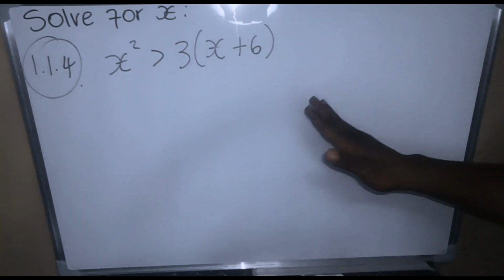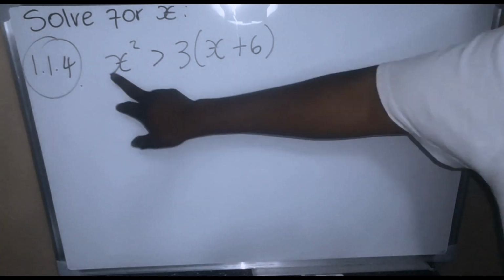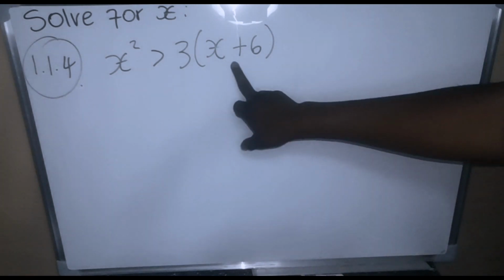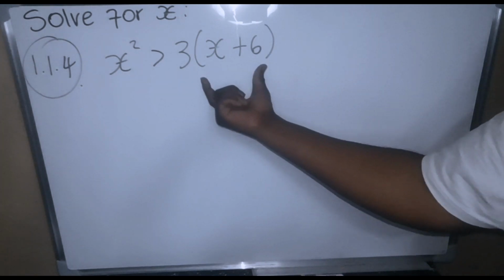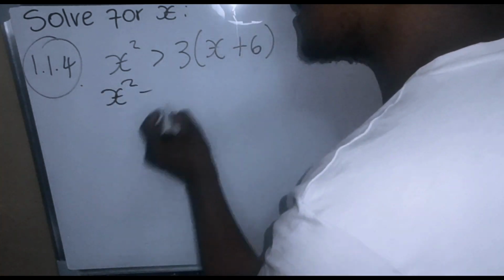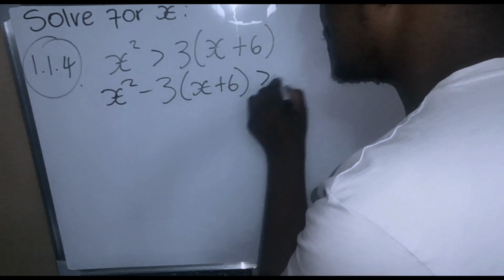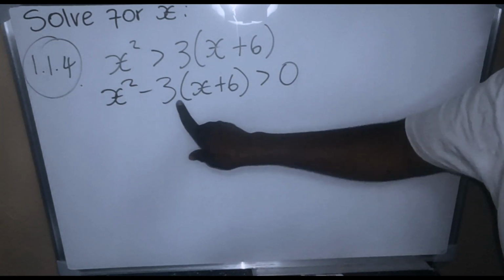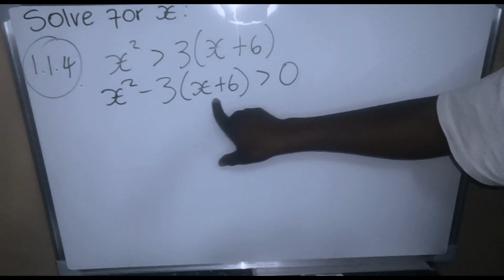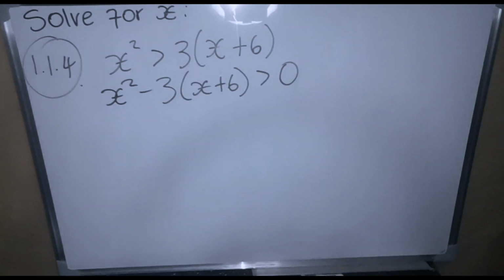And for us to be left with 0 on any of the two sides, we need to transpose between x squared and 3 times x plus 6 to the other side. So I can take this expression, this term to the left, and here I'm going to have x squared minus 3(x plus 6), and here is bigger than 0. Remember, this is a product. So you can change the sign of this thing that is inside the bracket. Only change the sign of this 3, which is going to be negative, and here please note that.